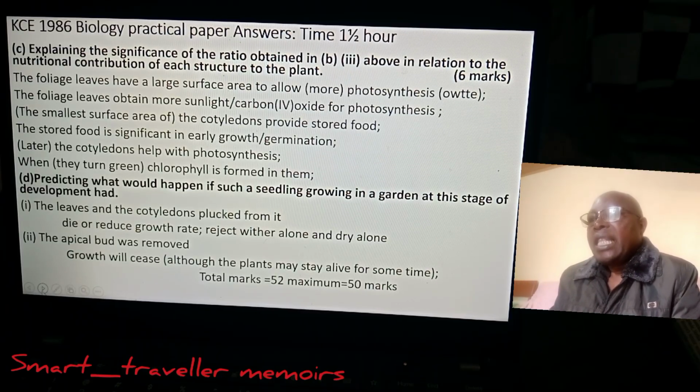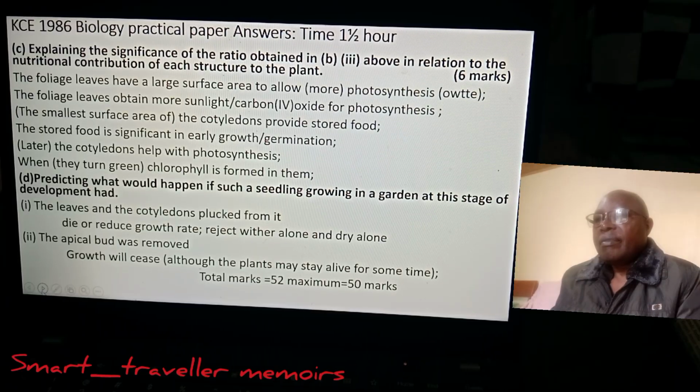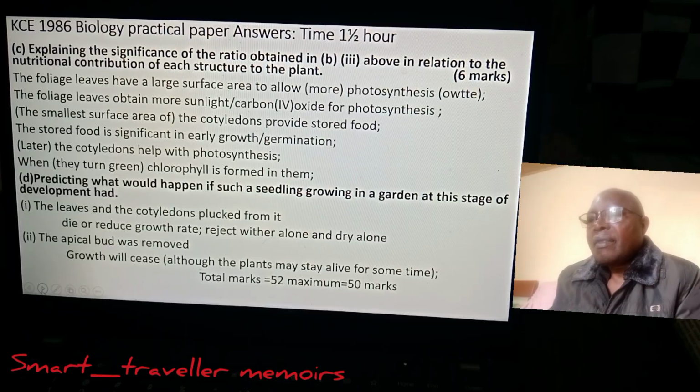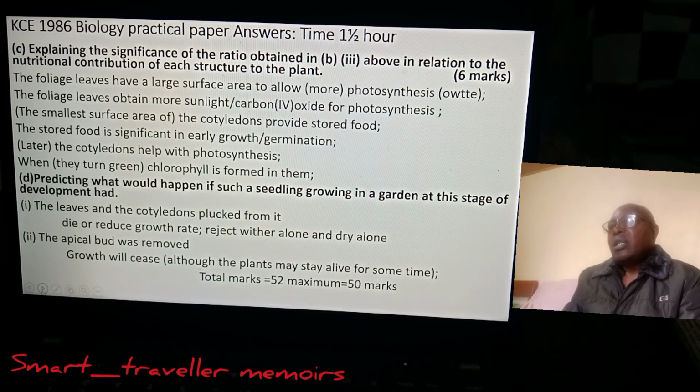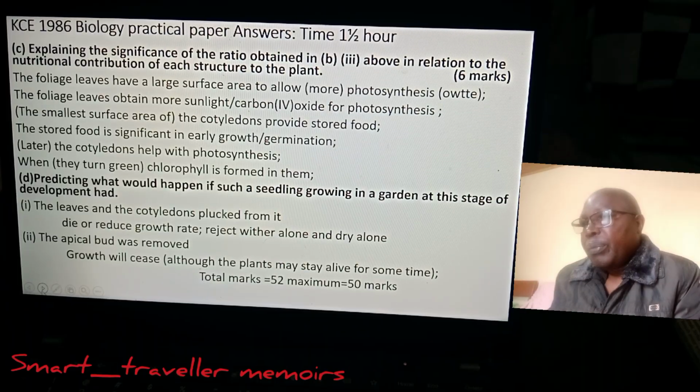Note, the smaller surface area of the cotyledons provides stored food. The stored food is significant in early growth, or it is significant in germination. Later, the cotyledons help with photosynthesis. When they turn green, chlorophyll is formed in them, and you have observed that during planting after they germinate.